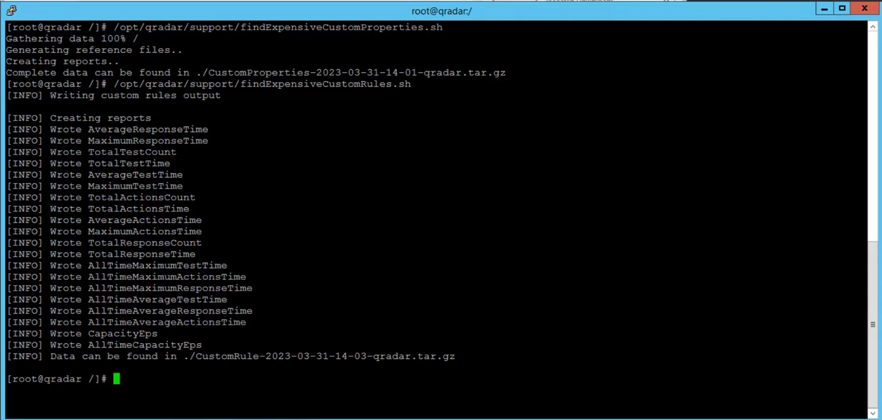From here, you can pull them off with your preferred SFTP client and upload them to your case along with the GitLogs bundle.